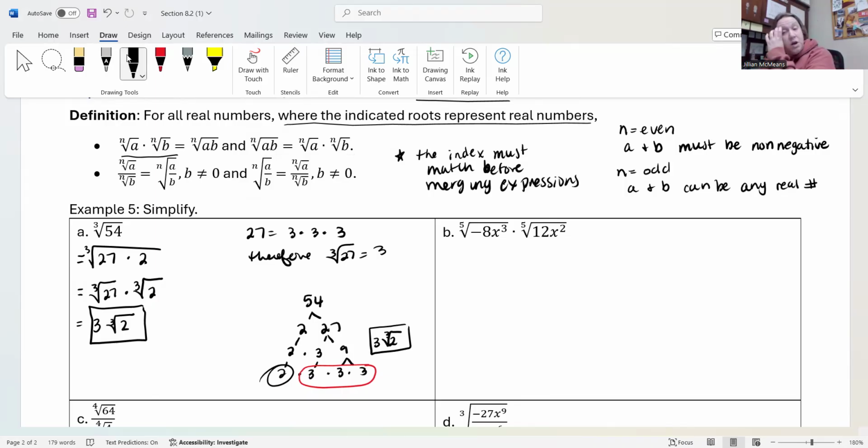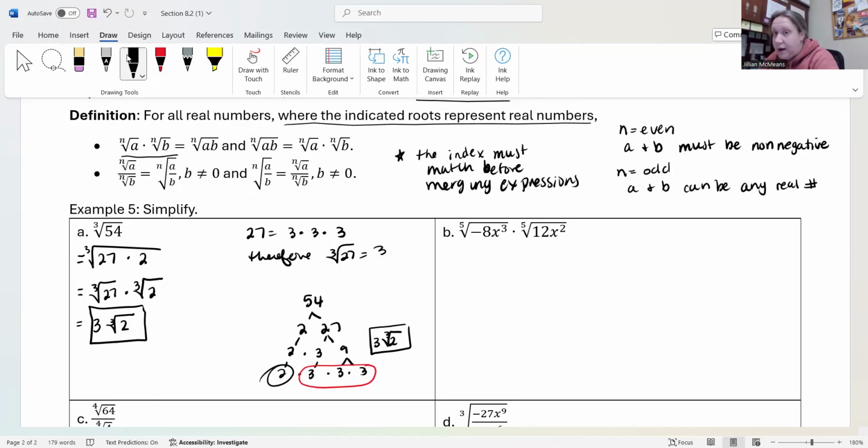All right, now part B, notice that we have a 5th root. So when you're dealing with a 5th root, your goal is identical factors, but groups of 5 of them, okay? So I know that there's no way I'm going to find groups of 5 factors of 8 or 12, so I want to push this all under one radical, okay?